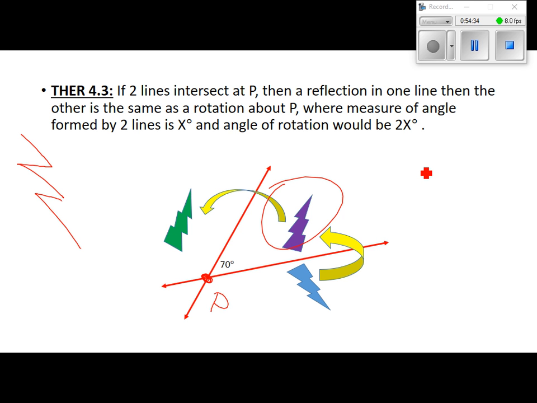Now, what this theorem says is if this angle between these two lines right here is 70 degrees, then instead of doing all that we just did, we could have taken this lightning bolt and just rotated it. And would it match up to that green one over there if we just rotated it? Yeah. How much would we rotate it? And that's what this tells us. We'd rotate it 2 times x. Well, they're saying x is 70, so how much would we have to rotate it? 140. 140 times 2.